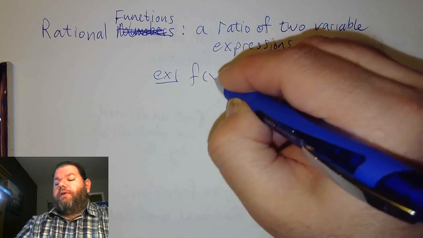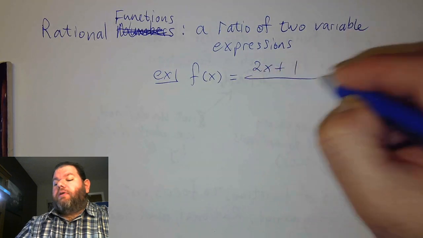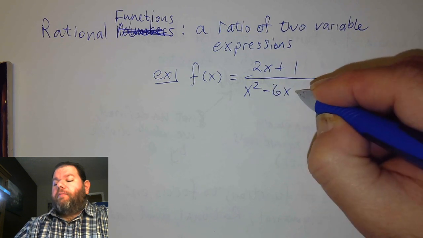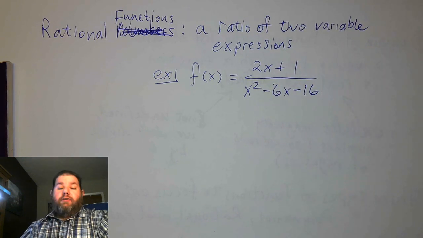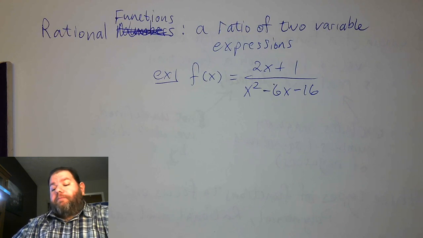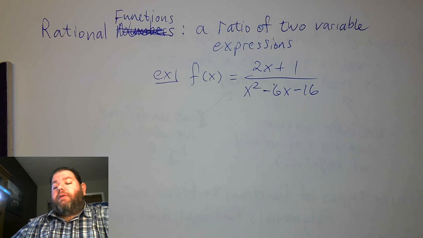As an example, we could say f of x equals (2x plus 1) over (x squared minus 6x minus 16). This is a rational function because we have x's both on the top and on the bottom. Technically speaking, we only need x's to be in the denominator. We may just have a constant on top, but generally we see variables in both parts of this fraction. So rational functions are fractions, basically, that involve variables.